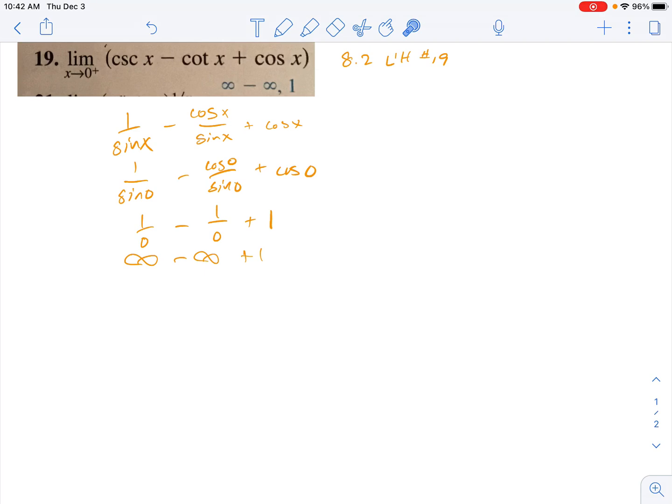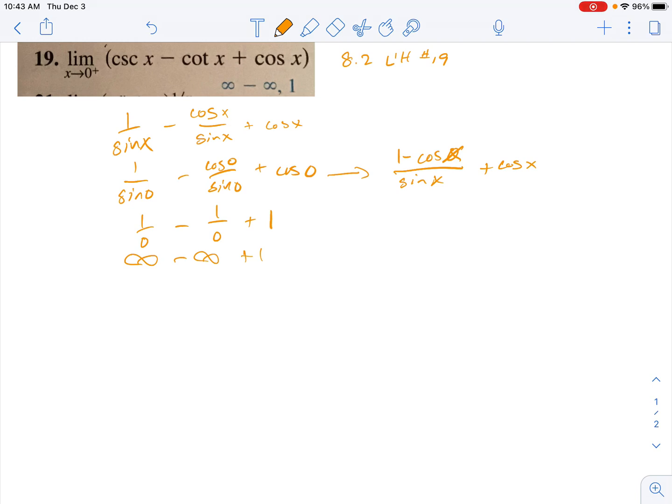Well, a few of you might be looking at this step and saying, hey, couldn't we combine like terms here and make it 1 over the sine of x minus cosine of x over the sine of x, and then plus the cosine of x.